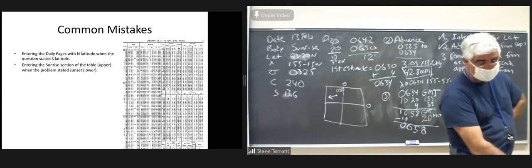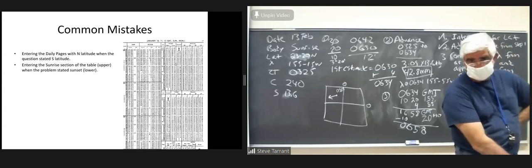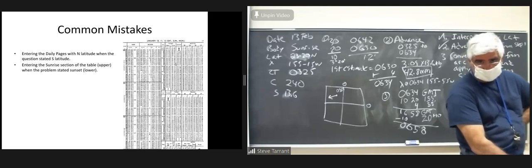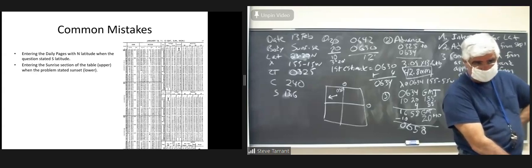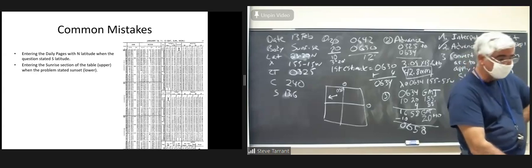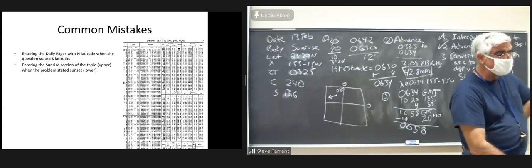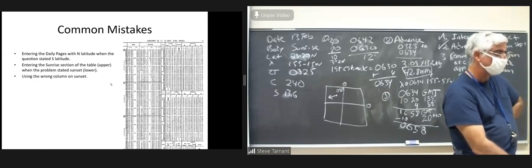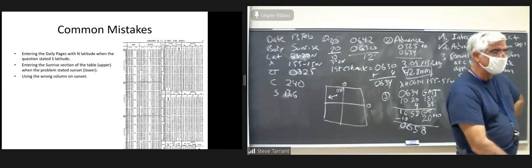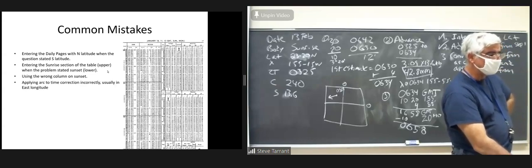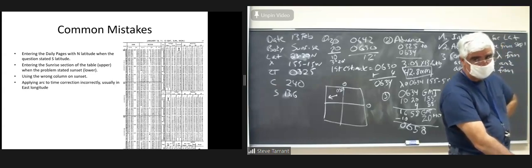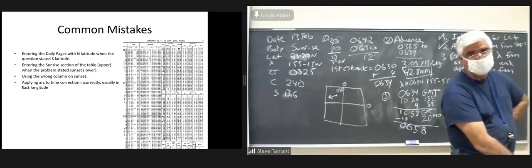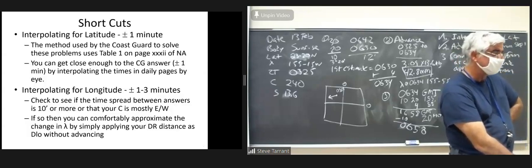That's another common mistake. For some reason, probably because we live in the northern hemisphere and we like sunrise more than sunset, because the sun's coming up, glorious day ahead of us, sun going down, oh crap, predators come out, or we have to do ANAV. So people seem to gravitate to the north and sunrise section of this book. You might be in the south and the sunset section. Another mistake is using the wrong column on sunset, and applying arc to time incorrectly, usually if you're east of your central meridian.